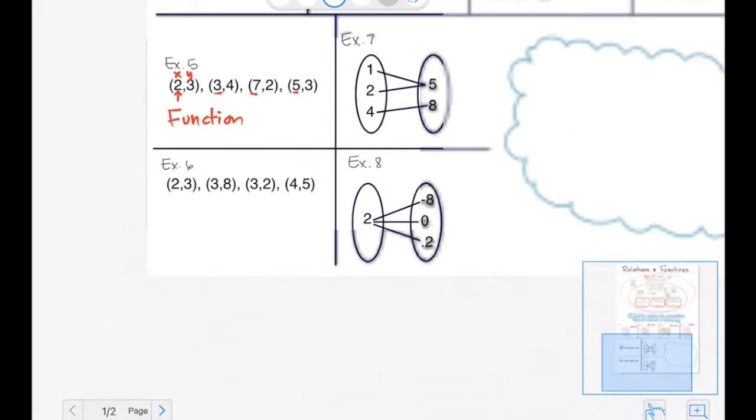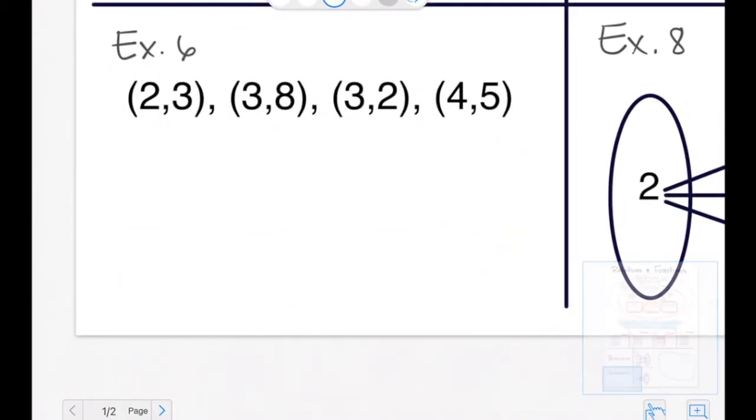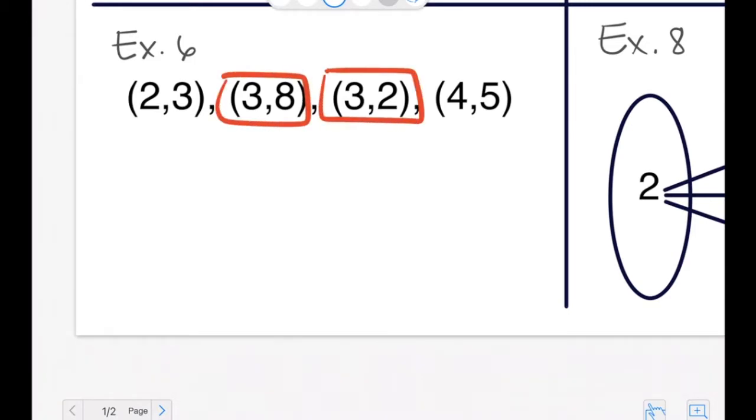Okay, now for this next example, notice right here, you have a 3 that sometimes gives an output of 8, and then other times an input of 3 gives you an output of 2. There is no reliability here, so we would call this a non-functional situation, or in other words, a relation only.